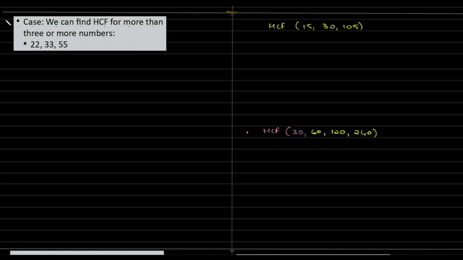A particular case. So what is this case? What is it that we are looking at? We can find HCF for three or more numbers. Till now we were looking at 2 numbers, so I'm trying to show that we can find HCF for more than 2 numbers.